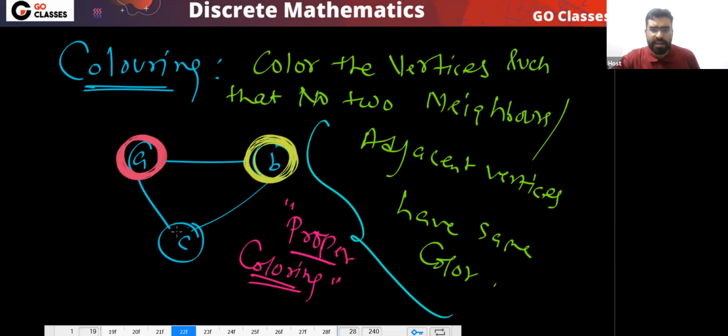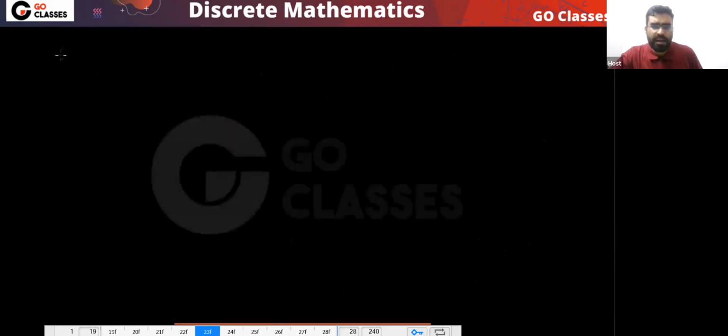Now tell me, can I give this yellow color here? No. Can I use this red color here? No, because they are adjacent. Adjacent vertices should get different colors. So finally, I can give this color. So this is the idea. The idea is very simple: adjacent vertices should get different colors.